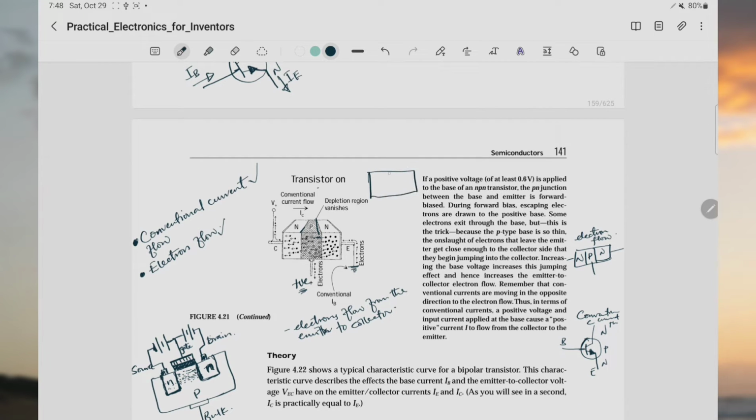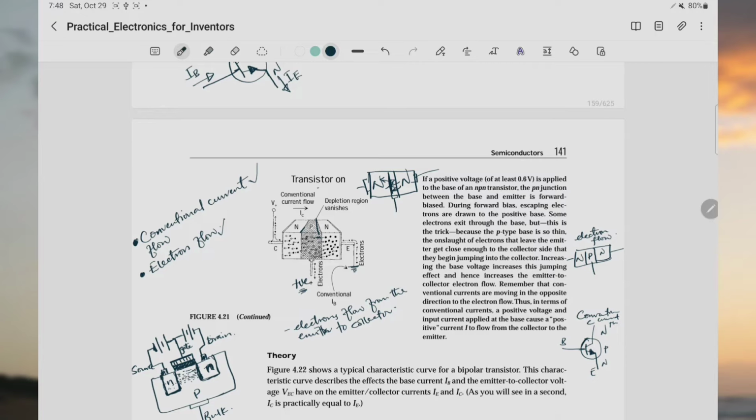Let me show you guys here. So you'll have your N, then the P. The base region is very small. That's how it will be. So it's made small such that when our electrons cross this side, they can easily jump to the collector.